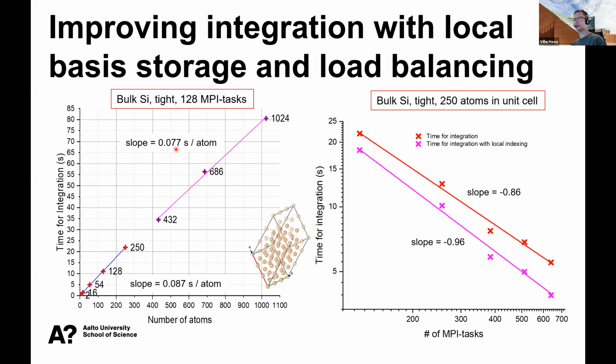So the scaling, or the cost of a single atom added, gets better, which means that the use local index, despite its complexity, in this case is a much better algorithm. And we can see also that the parallel scaling improves with local indexing because the slope gets better here. And actually even the absolute timing is better when you have 250 atoms in the unit cell. So it's safe to do this here.